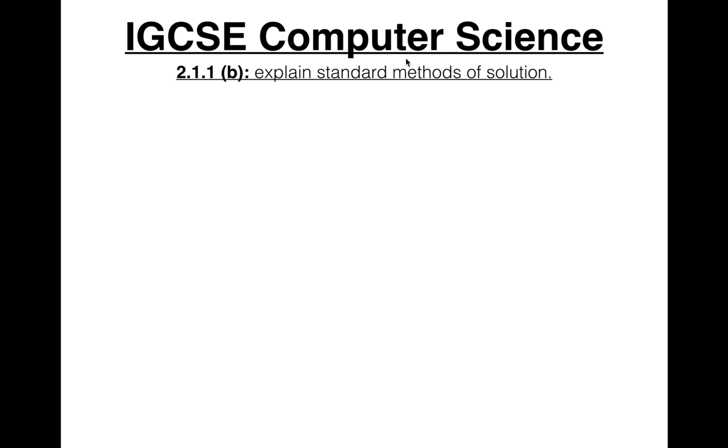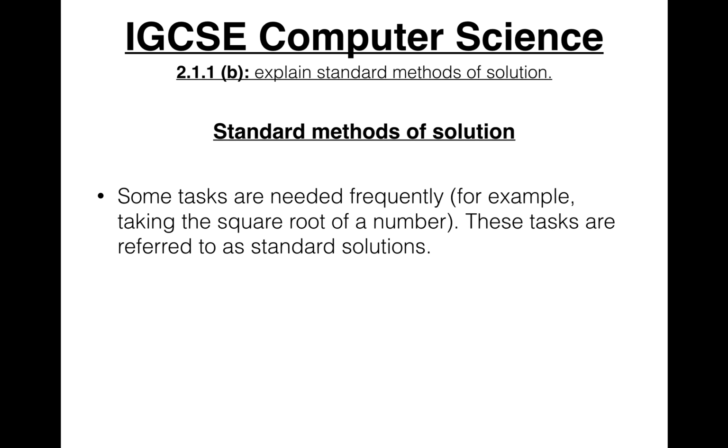This statement falls into this video because it's similar to what we've learned. It comes a bit later, but I decided to put it in here now because you might as well learn it now. It links. So, standard methods of solution. Some tasks are needed frequently, like taking the square root of a number. These tasks are referred to as standard solutions. When we say that it's needed frequently, we mean that we use it quite a lot.